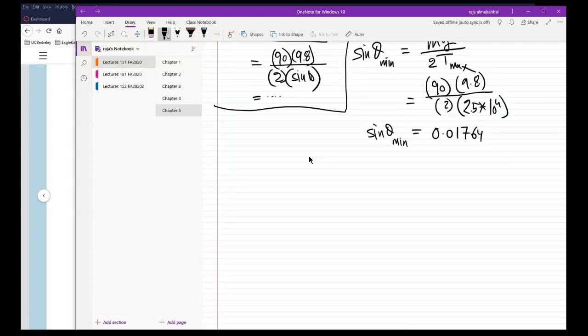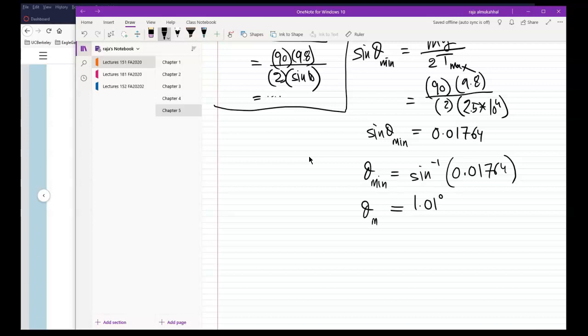So therefore, theta min is sine inverse of 0.01764. And I just take the sine inverse of this number. Answer 1.01 degrees. There we go. Okay, check my work. But that's how you do it. Got it?